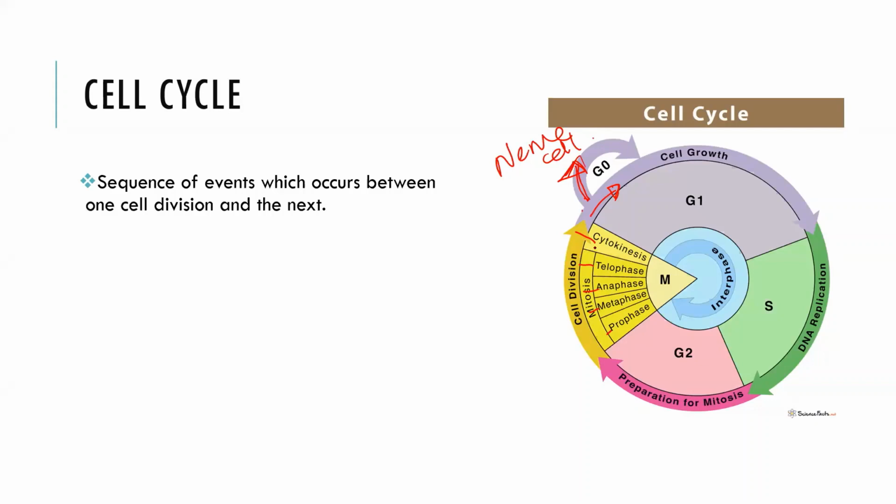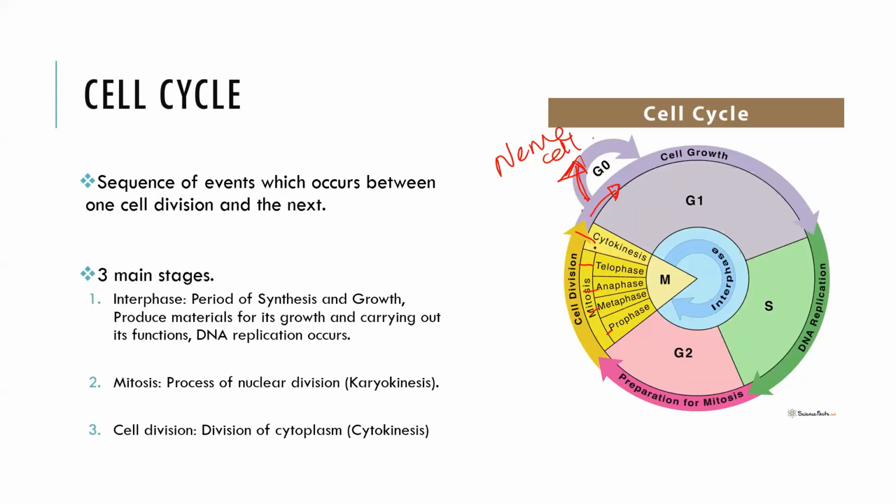So the cell cycle can be defined as the sequence of events which occurs between one cell division and the next. There are three main stages as we already saw: interphase, mitosis and cell division. This mitosis, or division of the nucleus, is also called karyokinesis.